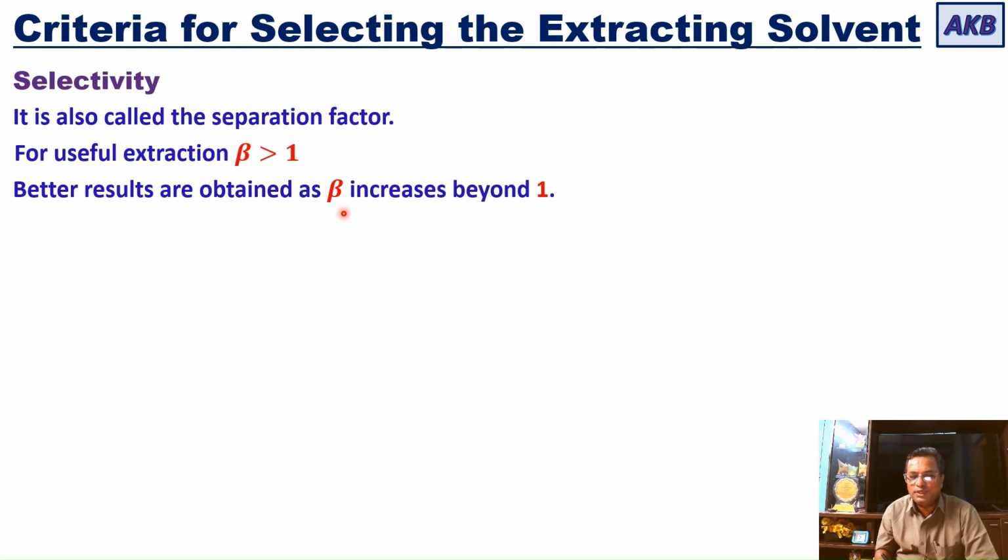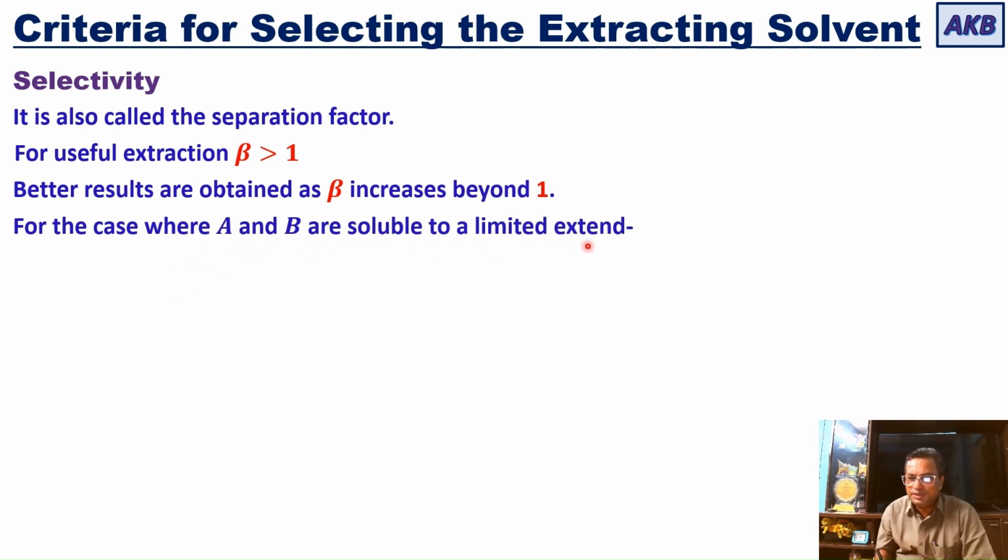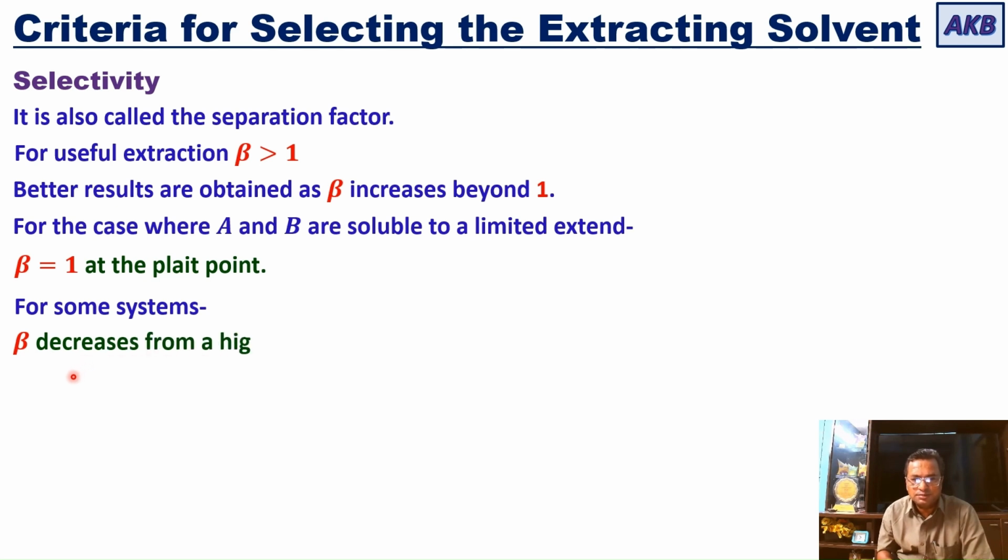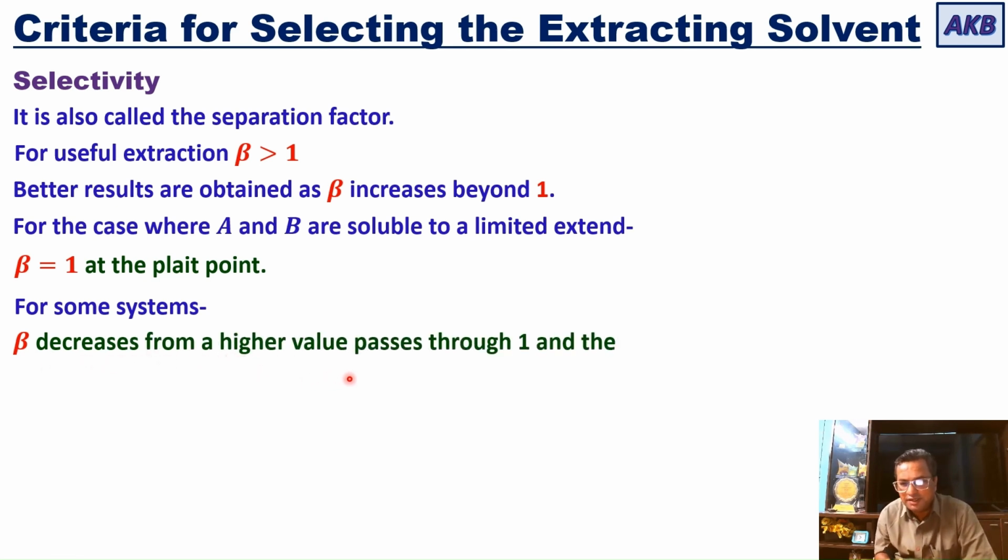As the value of selectivity increases above 1, you get even better results in liquid extraction. For the case where A and B are soluble to a limited extent, the case that we have talked about, beta will be equal to 1 at the plait point. So you must be remembering the plait point. And for a system where A and B are soluble to a limited extent, beta is equal to 1 at the plait point.